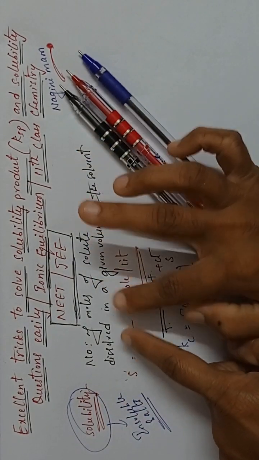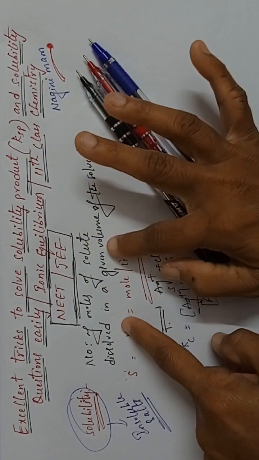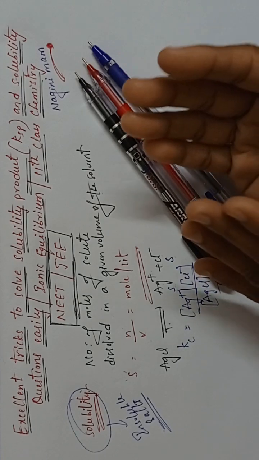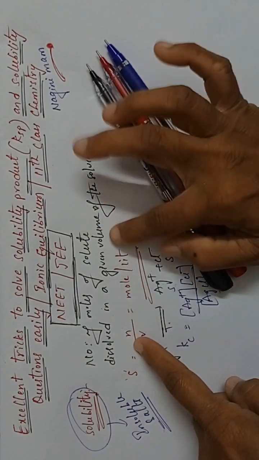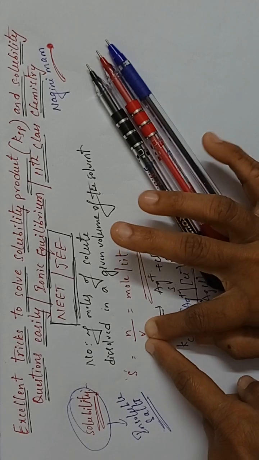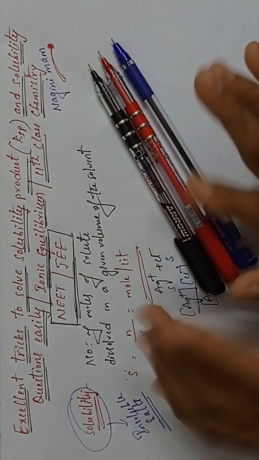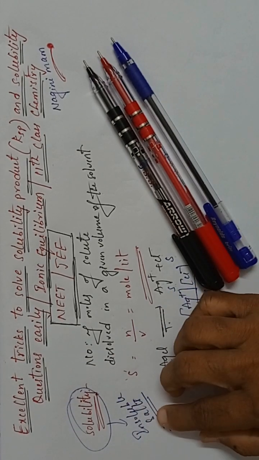The number of moles of solute dissolved in a given volume of the solvent is nothing but solubility. Understanding? So S is equal to number of moles n by the given volume of the solvent, V. What is the unit? Number of moles is mole, volume is liter, so mole per liter. So this solubility is meant for insoluble salt, students.